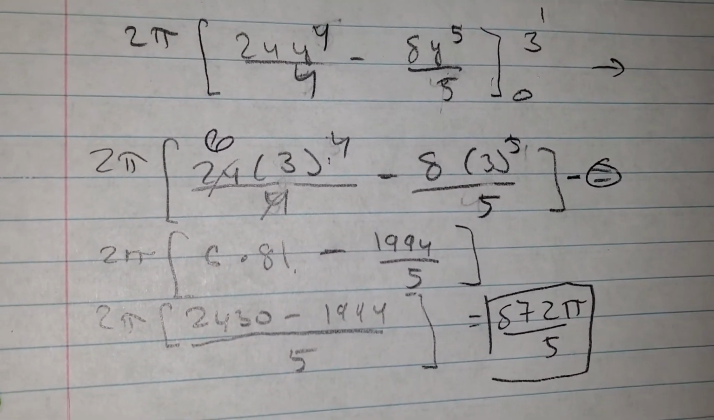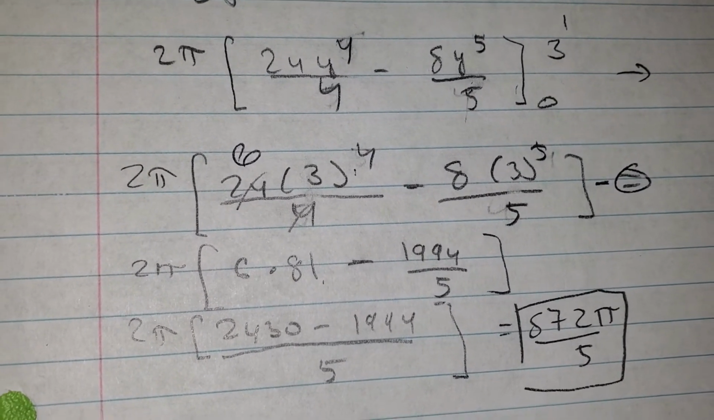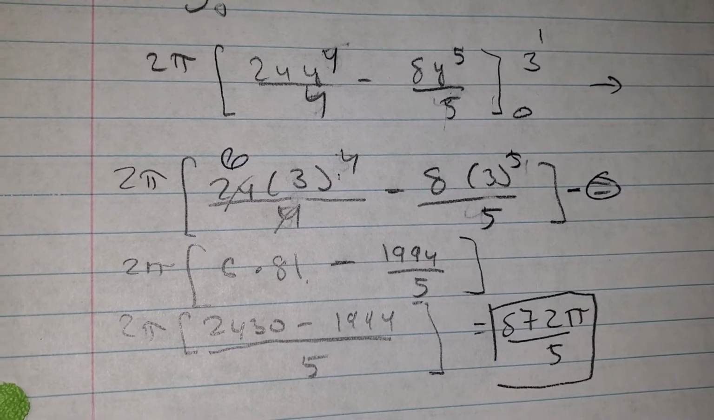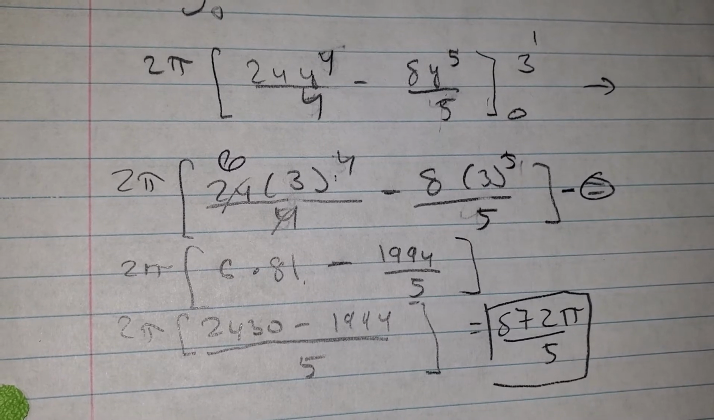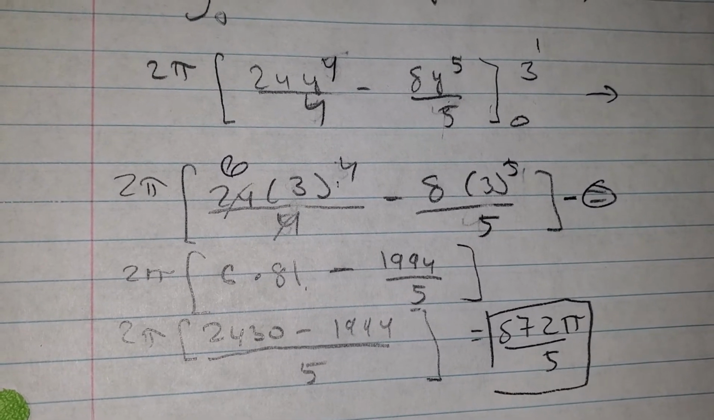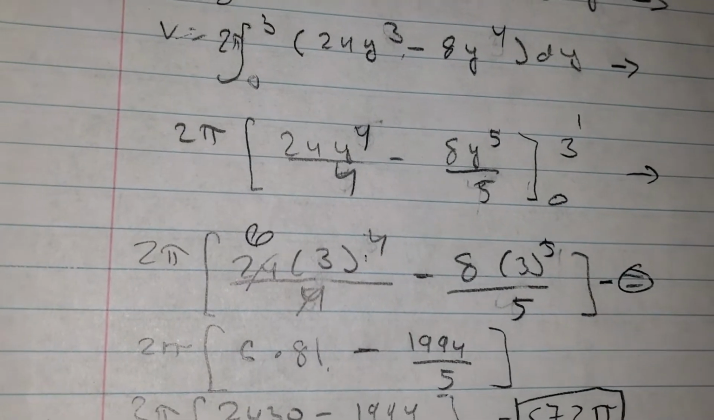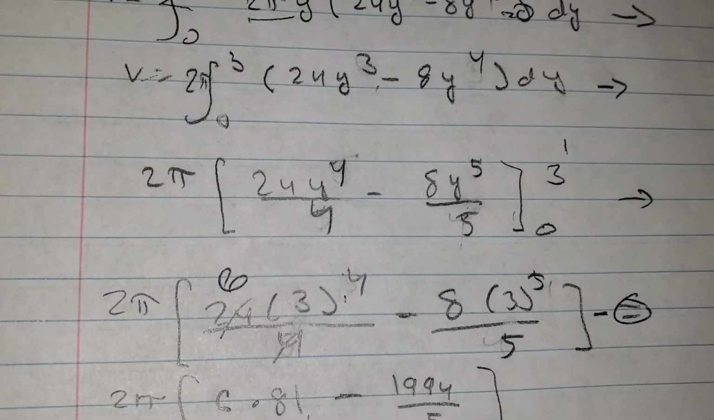2 pi times 6 times 81, minus 1944 over 5. Finding the common denominator, we find 2 pi times 2,430 minus 1944 over 5, which is 972 pi over 5. That's how we find the volume by revolution through the cylindrical shell method.